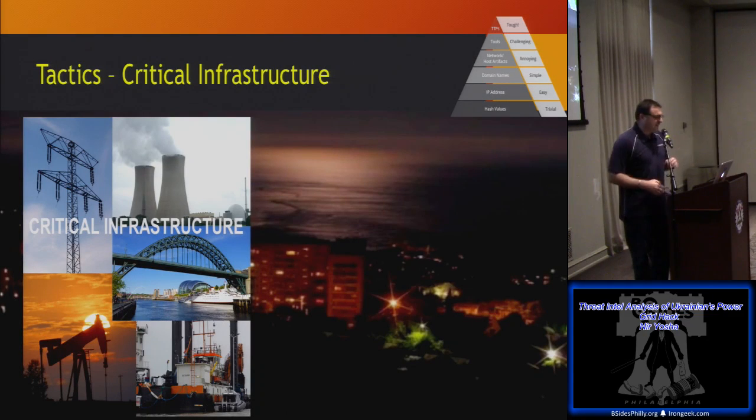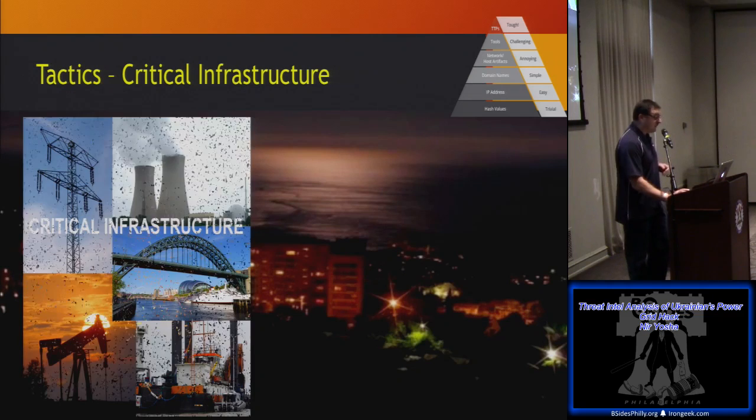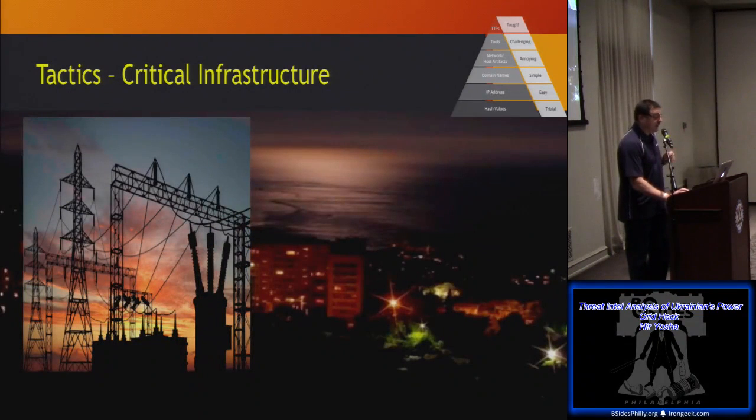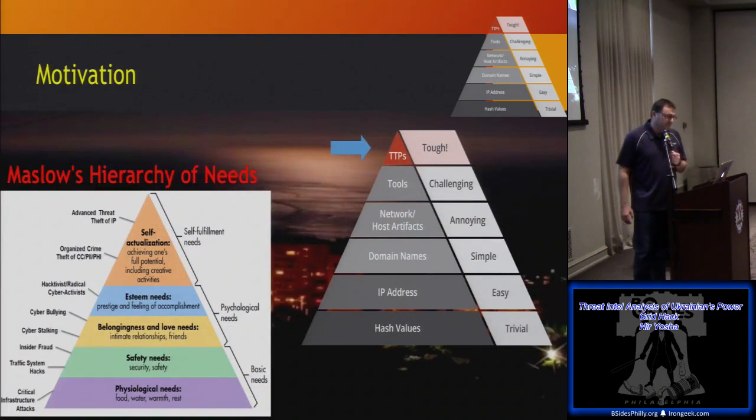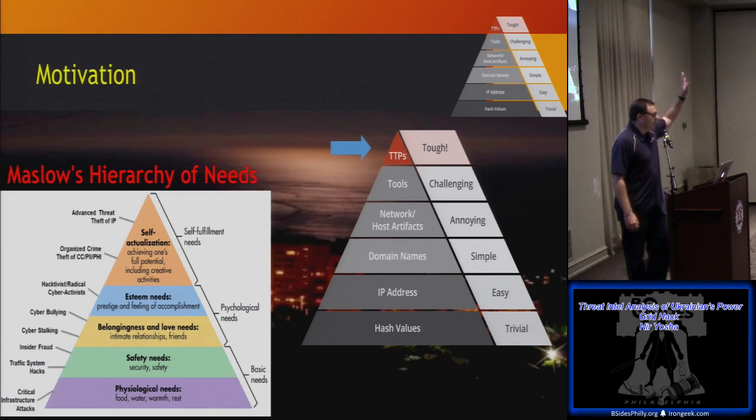So let's start going down the pyramid of pain. Remember? Starting from the top, tactics. What is the tactic? Obviously, in our case, it is going after critical infrastructure. In our case, it's electricity, and bringing down the power. The question is why? And to answer that question, there's another pyramid. I like pyramids, by the way. It's called Maslow's hierarchy of needs. Anyone familiar with that? Great. So a lot of people are familiar.